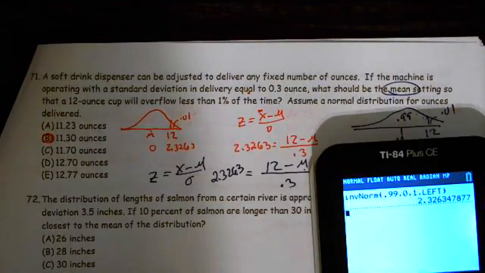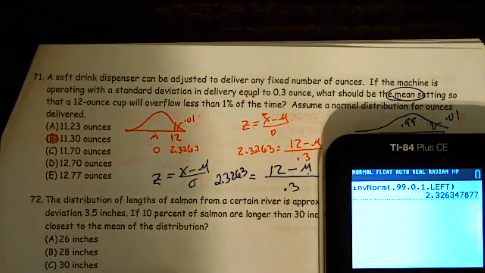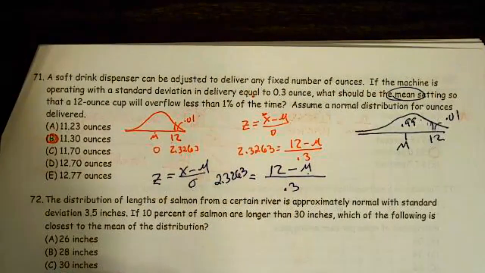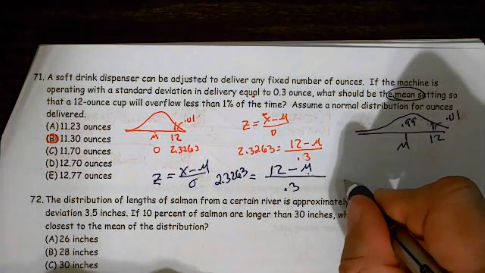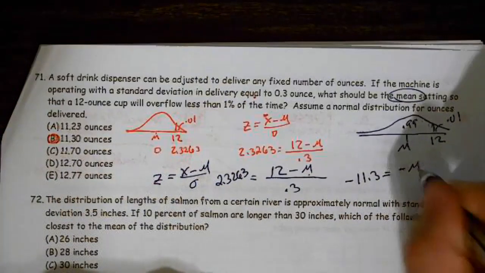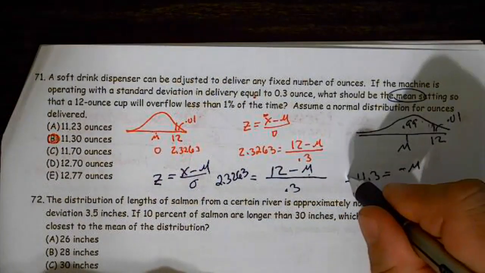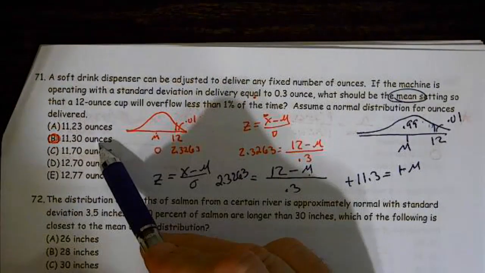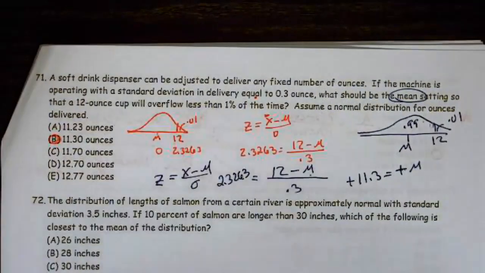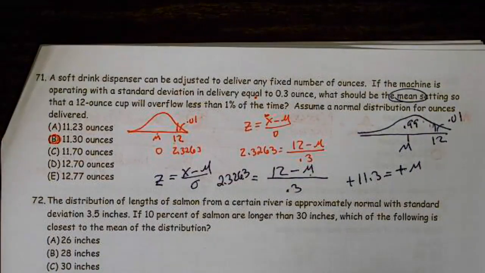Now, unfortunately, I have to solve this by algebra, so be real careful. You might want to check your work twice. All right, so I'm going to multiply by 0.3, and then I'm going to subtract 12 from it. And I end up getting negative 11.3. And that bothers people because it's negative 11.3 equals negative mu. So I can multiply both sides by negative 1, it becomes positive, and we end up with 11.3 ounces. All right, hopefully that helps with that. Again, another really important problem.